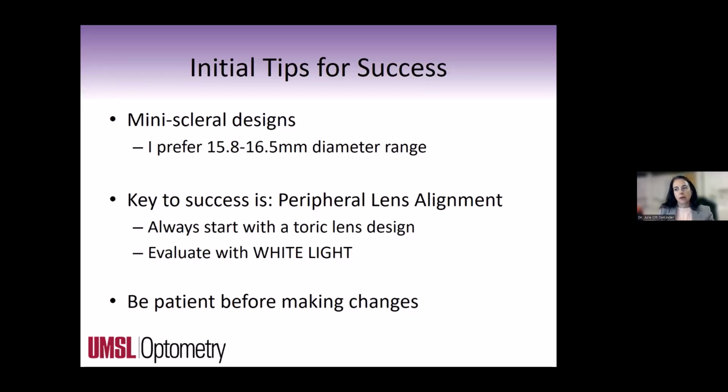And I do all of my evaluations with some lovely white light, because it's really the best way to be able to see all the ocular anatomy features you need to see, including the cornea, as well as the lens, and see those nuanced changes.